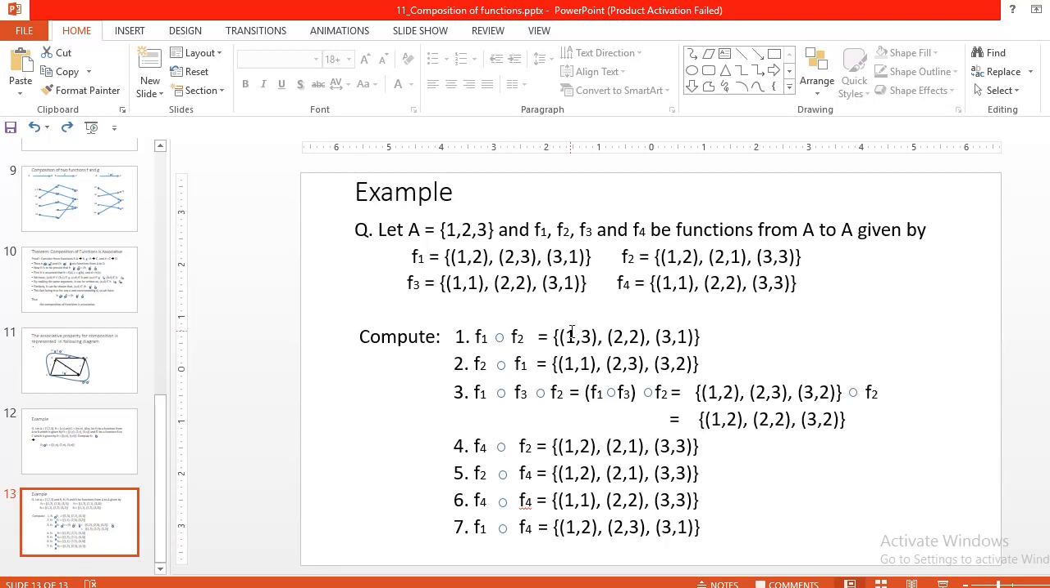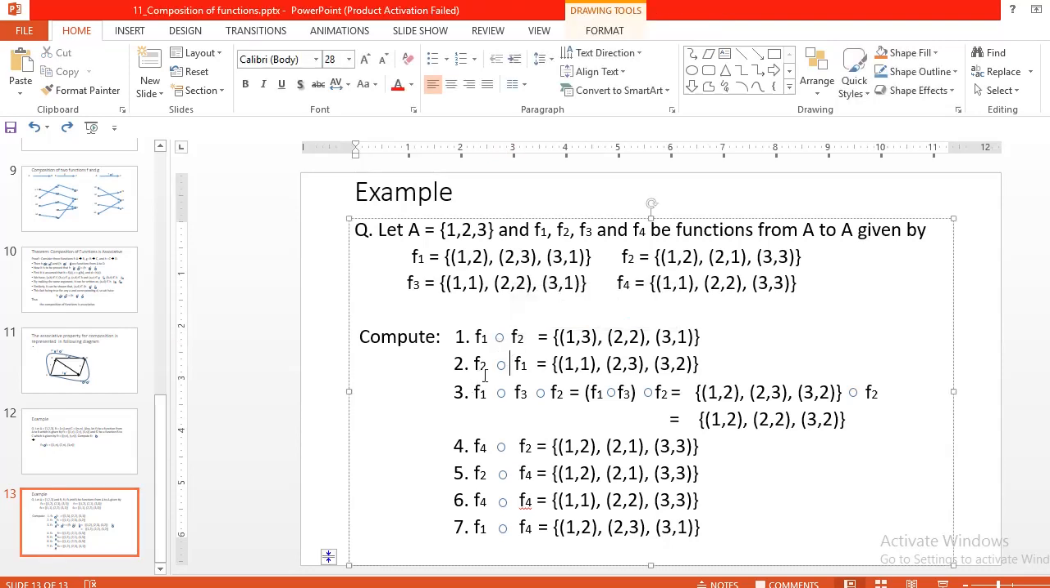So how can we find this? To calculate the F1 composition F2, we have to consider first F2, not F1. Similarly in the F2 composition F1, we have to consider first F1, not F2. So in this question itself I have given the solution, because in the next PPT I can't explain it better.